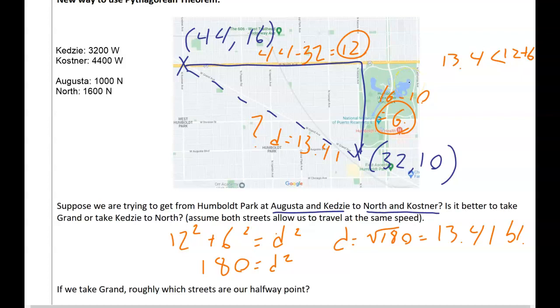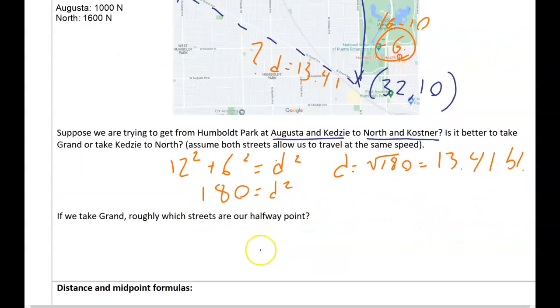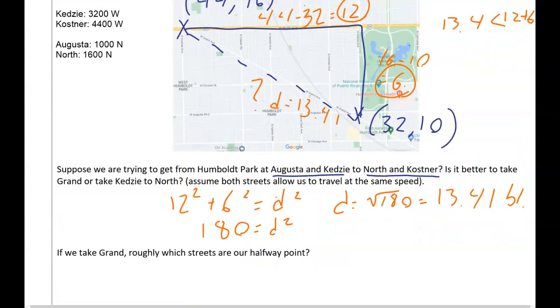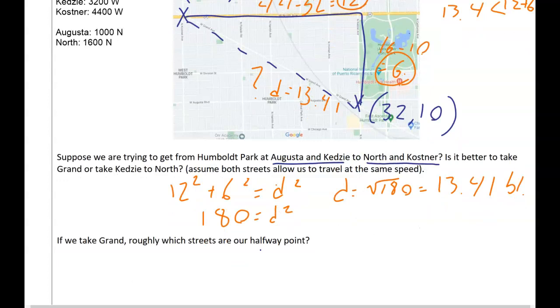To get the sides of our triangle, we looked at the difference between the two. That's going to become important later. And then if we want our halfway point, a way to think about that is taking the shortest way. We want to know when we're halfway there, right? Our halfway point is going to be the average of the coordinates, right?